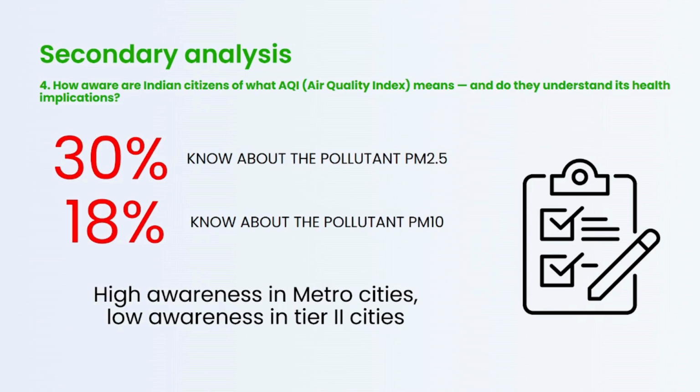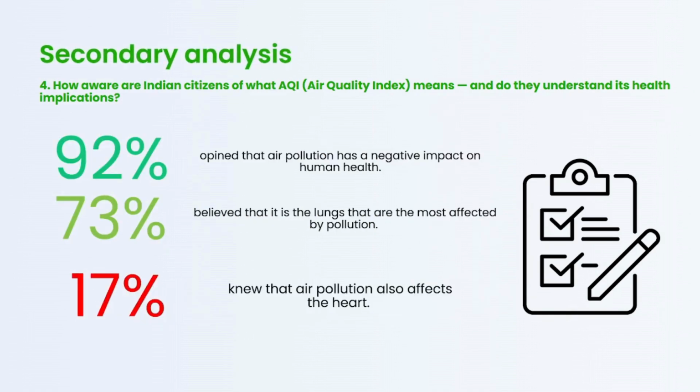So when it comes to the specific pollutants, only 30% knew about PM 2.5 and just 18% knew about the pollutant PM 10. There was high awareness in metro cities but low awareness in tier 2 cities. When it comes to health impacts, 92% opined that air pollution has a negative impact on human health, and 73% believed that lungs are the most affected by pollution. But just 17% knew that air pollution also affects the heart.